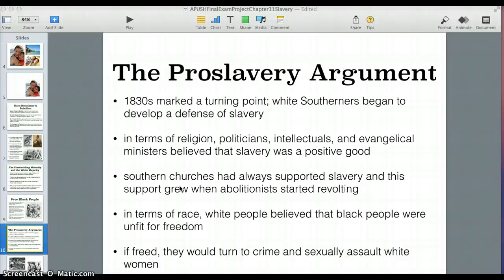By the 1830s, ministers took the lead in combating abolitionist charges that slavery was a moral and religious abomination. Southern churches had always supported slavery, and this support grew when abolitionists started revolting against slavery. Southern evangelicals tried to prove this through selective reading. They found evidence to prove that slavery was right.